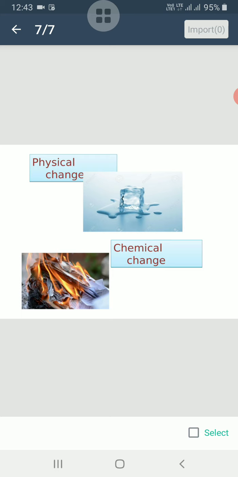For example, when you burn a piece of paper, it changes into ash. This is a chemical change because when we burn paper, it changes into a completely new substance and we can't get the paper back. Other examples of chemical changes are making chapati from wheat flour, curdling of milk, etc.